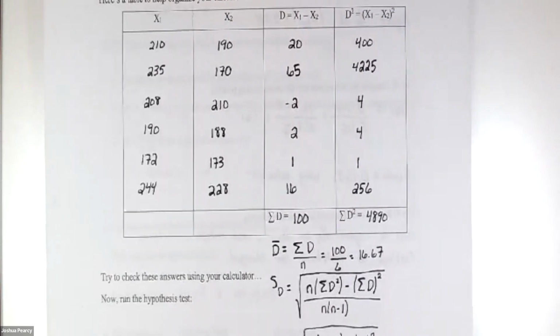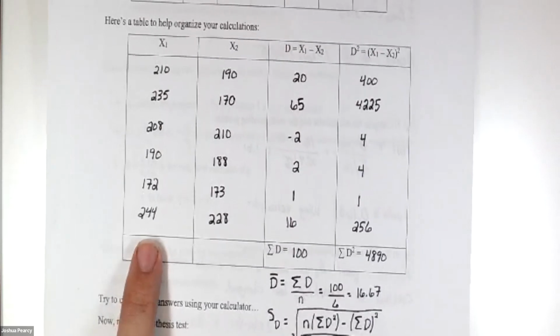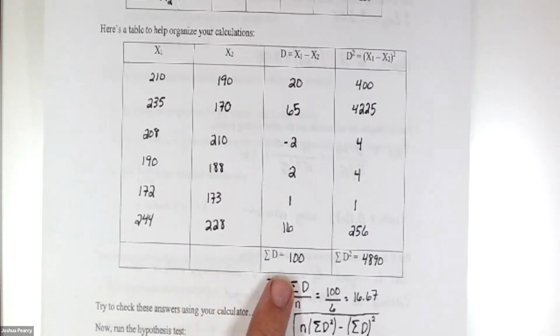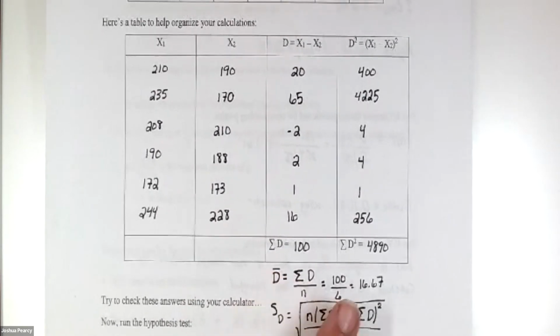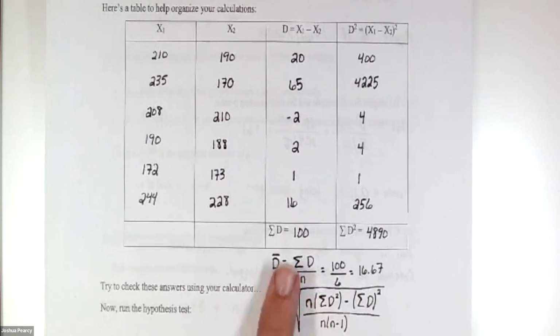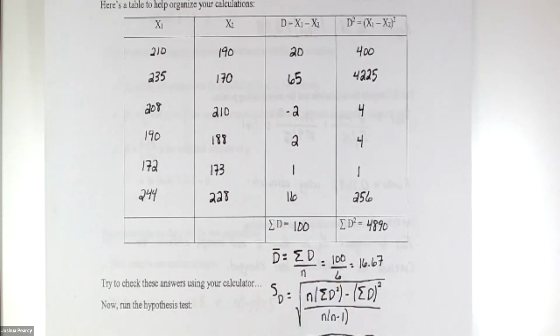Here's how I did it. Here's another way. Here is the corresponding X1, so the before scores, here's the after. Here's the difference, and here's the differences squared. So then I have the sum of the D's and the sum of the D squareds like I need for the formula. So I can find D bar by taking the sum of the D's divided by the total number of differences I had, which is 6. And look, you get the same thing for D bar, 16.67.